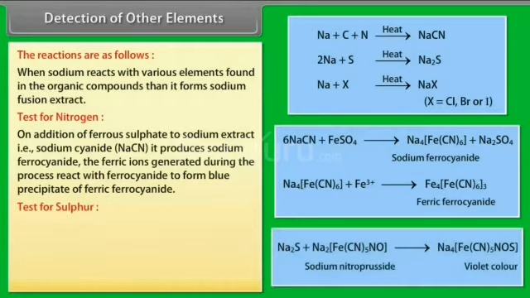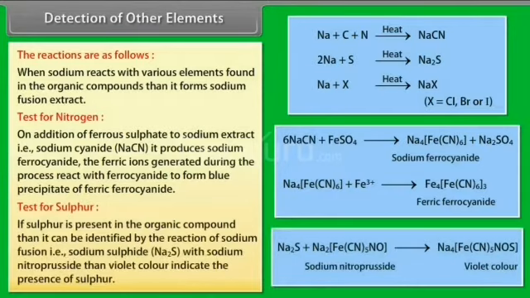Test for sulfur. If sulfur is present in the organic compound, then it can be identified by the reaction of sodium fusion extract, that is sodium sulfide Na2S, with sodium nitroprusside. Then a violet color indicates the presence of sulfur.